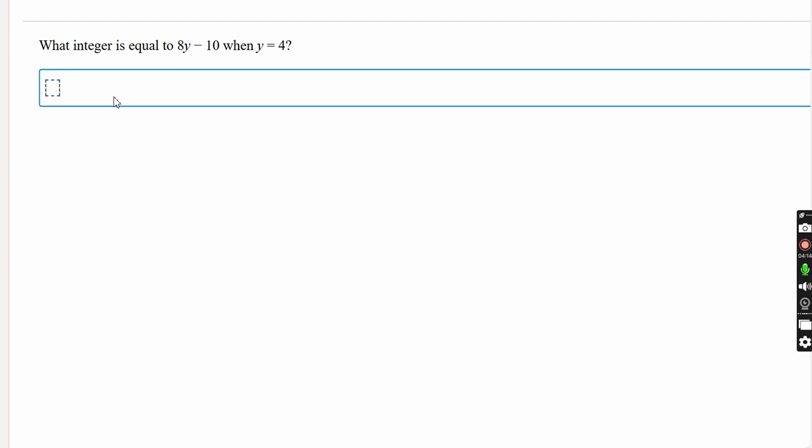So what integer is equal to 8y minus 10? What is y? y is 4. Again, when there's no sign or operation between the 8 and the y, automatically think it's multiplication. 8 times 4, 8 times 4 minus 10. So what is that? 8 times 4 is 32, minus 10 is 22.